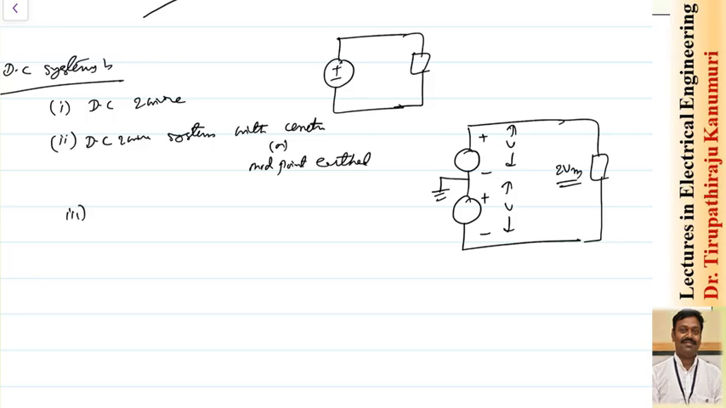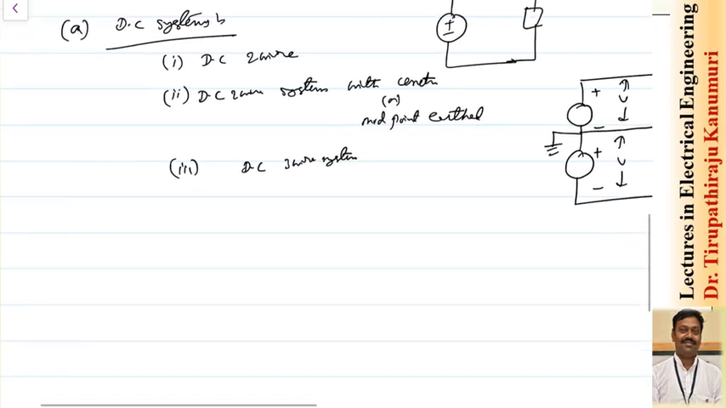The third type of system is, if you want to connect for a single voltage, then some return conductor path is required. For that purpose we can go for the DC 3-wire system. In the DC 3-wire system, one more wire is used. That is called the DC 3-wire system.